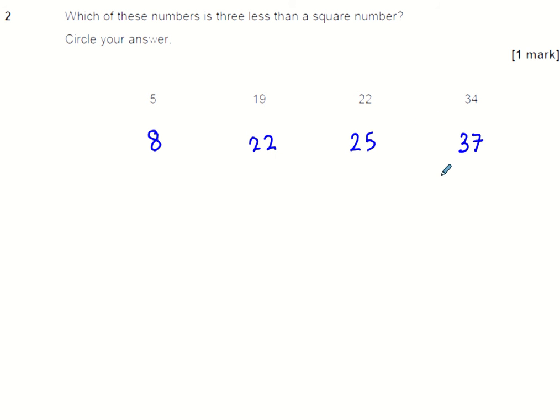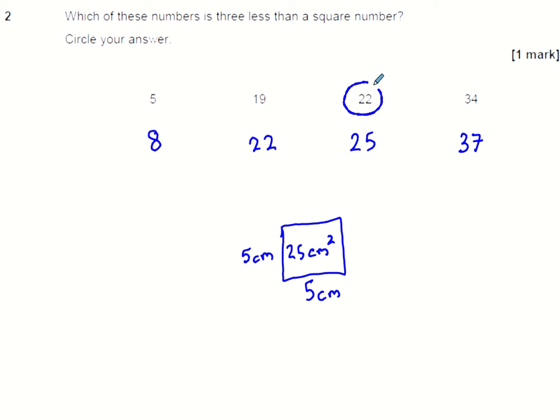Only one of these 4 numbers is a square number. A square number is a number that is multiplied by itself, which will therefore provide the area of a square. In this situation, if we had a square that was 5 centimeters long and 5 centimeters wide, then the area of that square would be 5 times 5, which would be 25 centimeters squared. And therefore 25 is a square number. So 22 is 3 less than a square number.